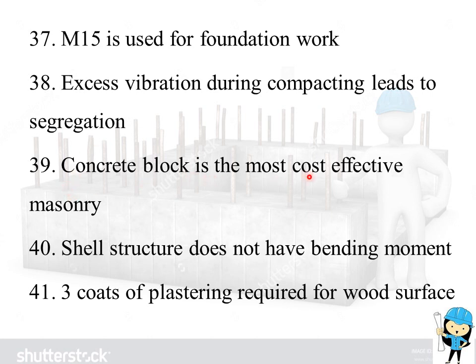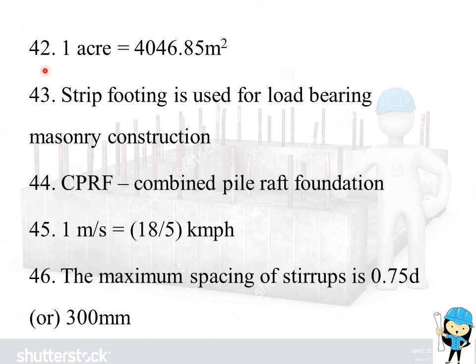Concrete block is the most cost-effective masonry. Shell structure does not have bending moment. Three coats of plastering are required for wooden surfaces. 1 acre of land is equal to 4046.85 square meters. Strip footing is used for load-bearing masonry construction. So strip footing is a type of footing which is built along the direction of the load-bearing wall.